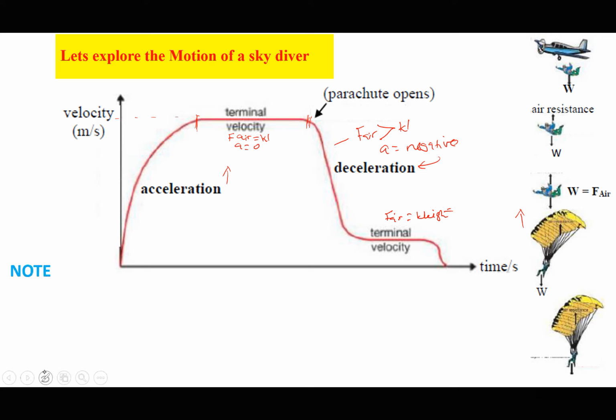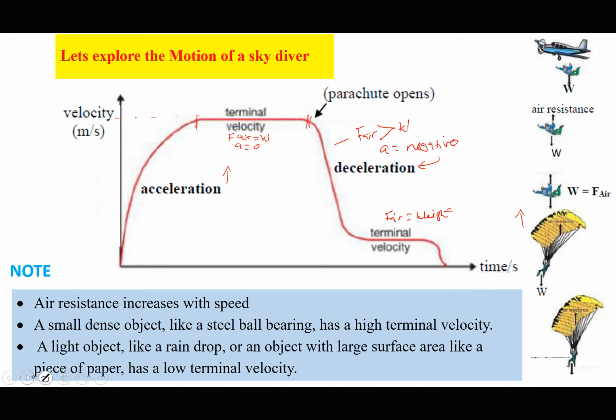Okay, so I want you to note from that motion that air resistance increases with the speed. That is very important. And in fact, the force due to air resistance is directly proportional to the square of the speed for large values of v. Of course, for very small values, the force due to air resistance is almost directly proportional to the speed.